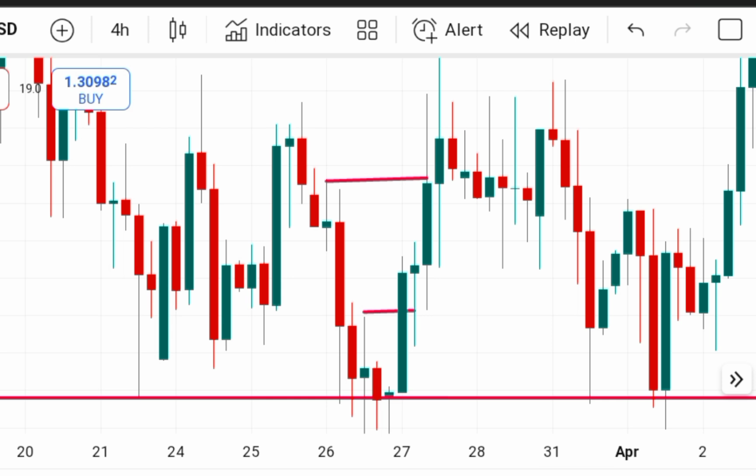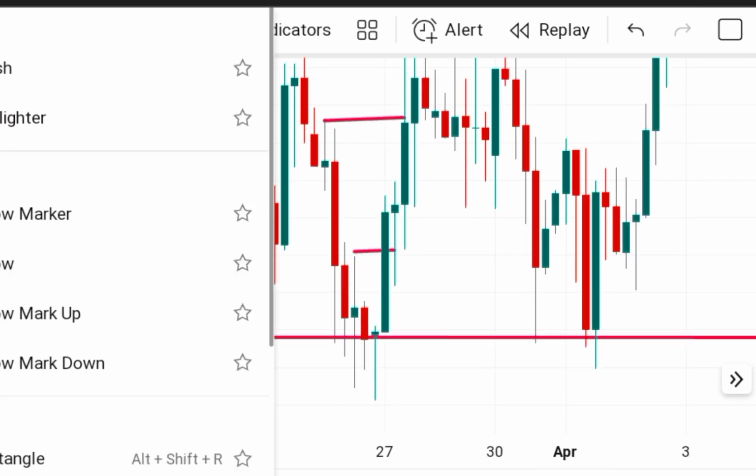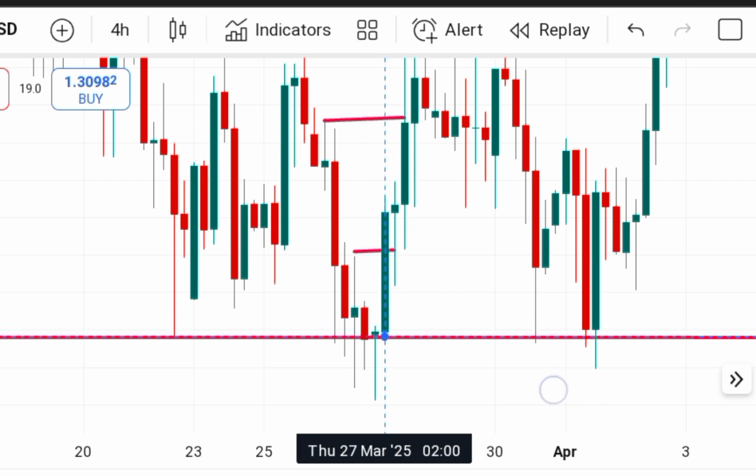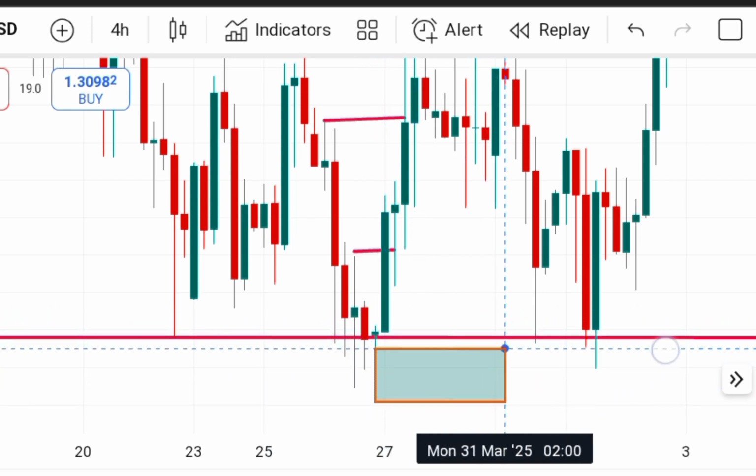Then after you've marked your structure, scale it. It shouldn't be like a support or resistance. So you use a triangular tool to mark out the structure correctly. You mark the structure.